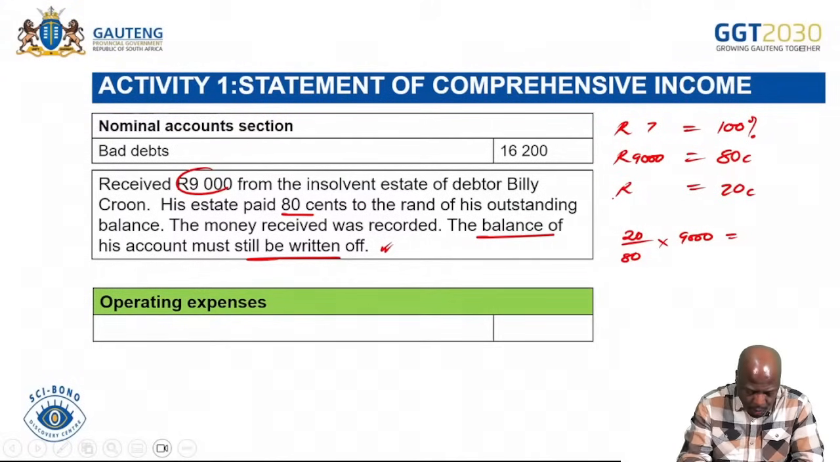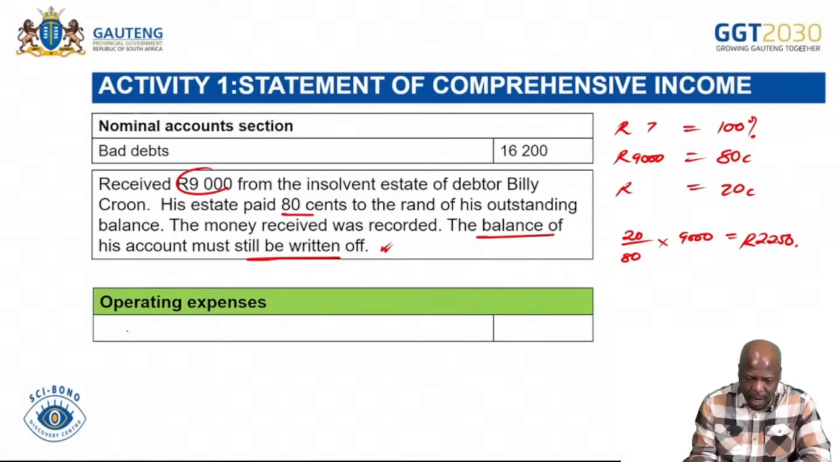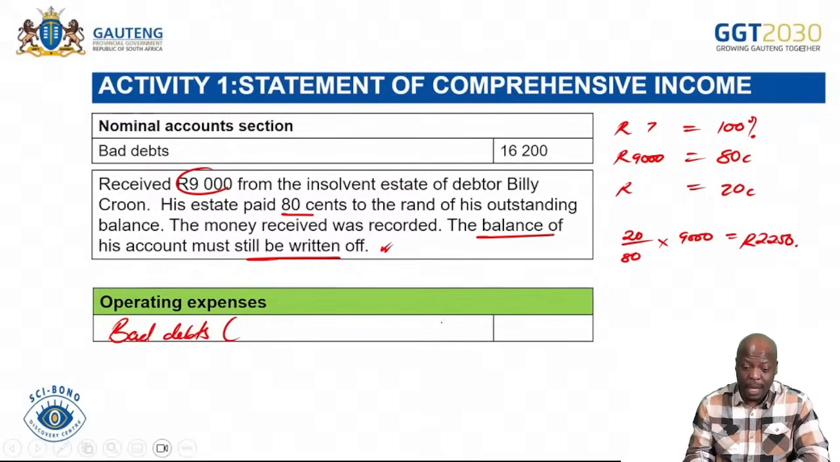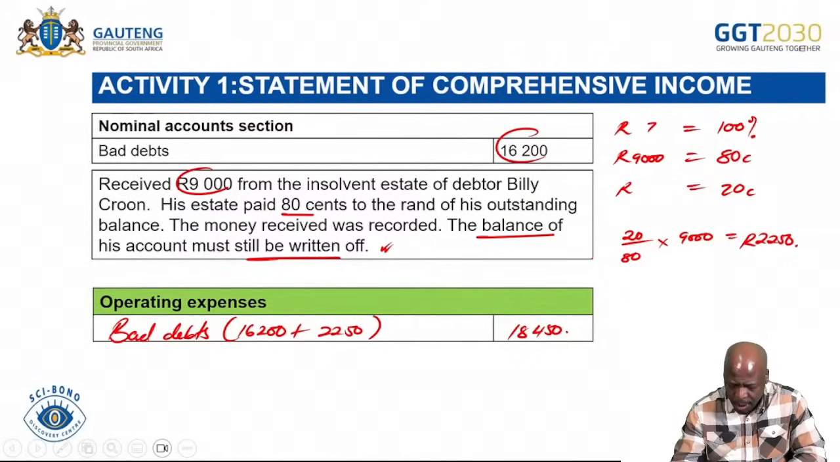Say it again. 2,250. That becomes the bad debt. So I'm going to come here and I'm going to say bad debts. I'm going to open my bracket. So I'm going to take the amount that was provided already, which is my 16.2, and then I'm going to say plus how much? The 2,250. Then I close my bracket, which is now 18,450. Let's go on to the next one.